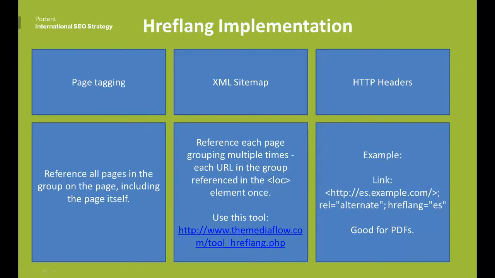So there's three options for hreflang. There's page tagging, there's XML sitemaps, and HTTP headers. Page tagging and XML sitemaps are most common, so we'll talk about those a little bit more. HTTP headers are really good for PDFs and places where you can't add a page tag.